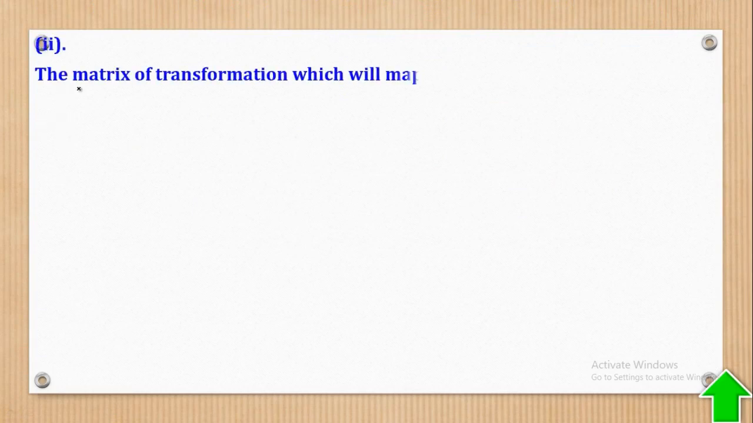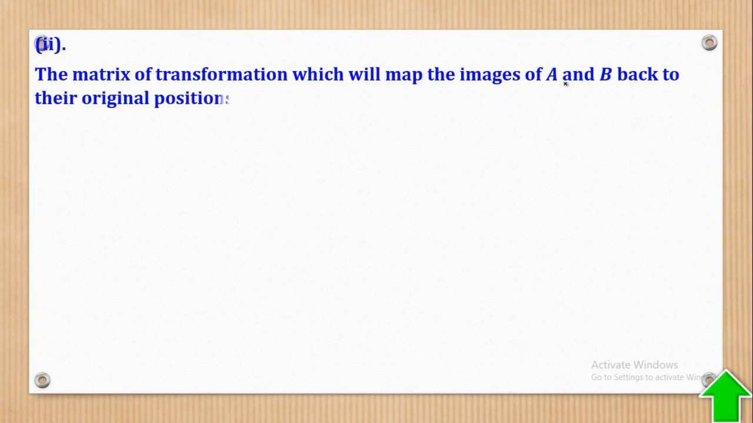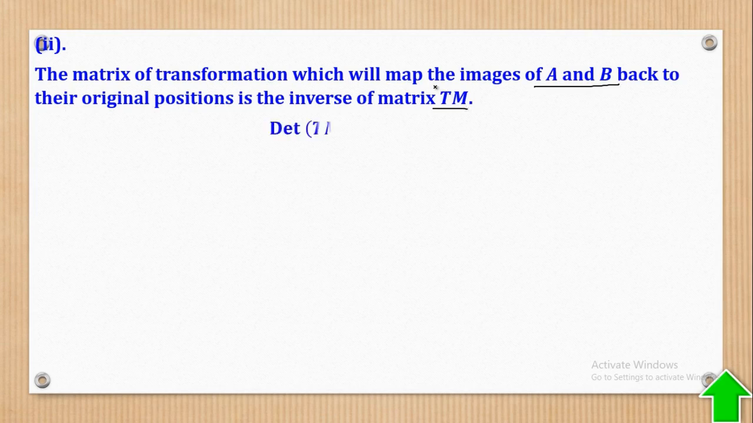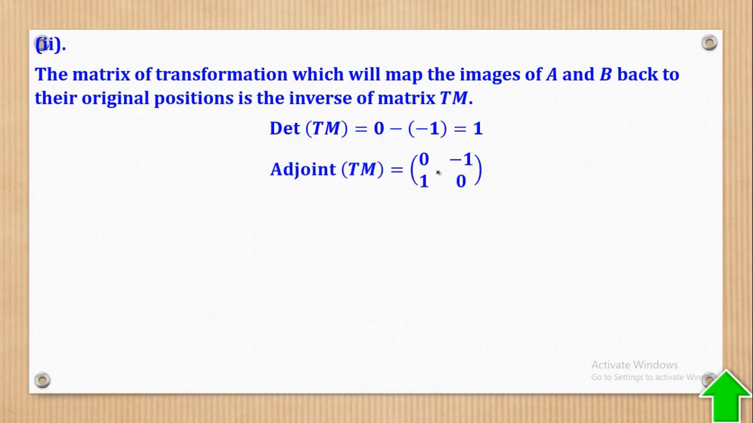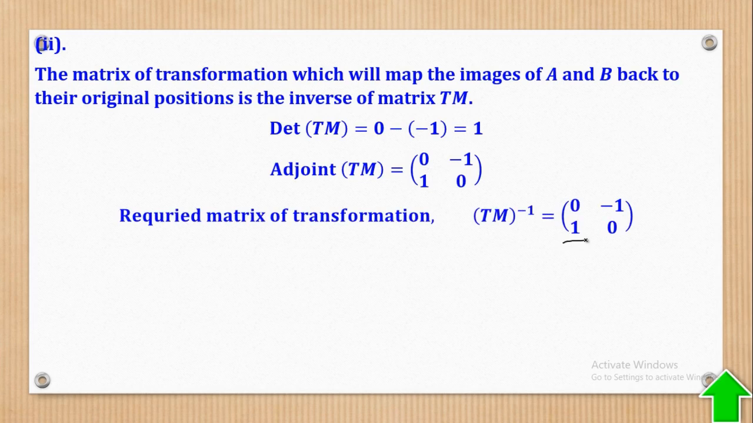So the matrix of transformation which will map the images this and this back onto their original position is the inverse of TM. So I have to get the inverse. To get the inverse, I need the determinant. So the determinant will be 0 minus -1, which is that, because it is product of major diagonal minus product of the minor diagonal. I think you remember that. So determinant is that, adjoint is that. Therefore, the inverse will be given by this. So this symbol denotes inverse of TM.